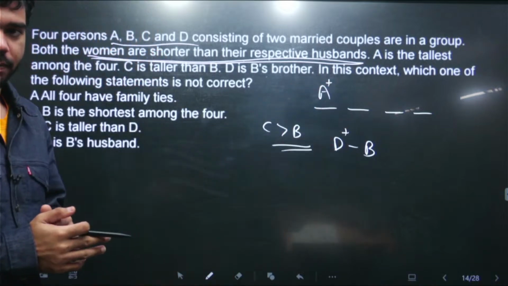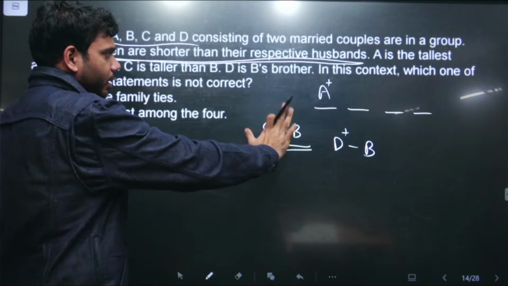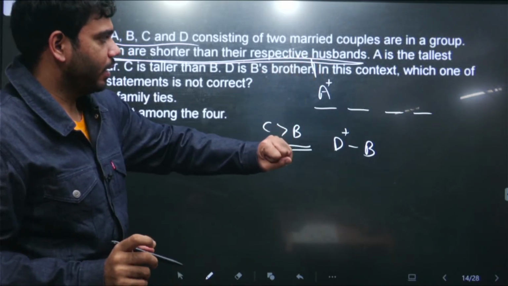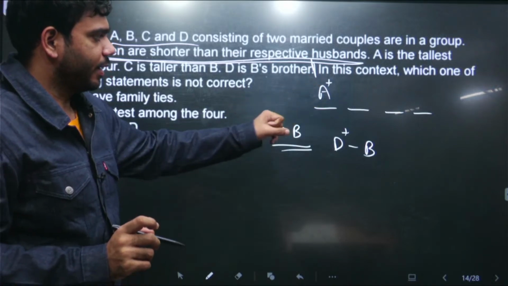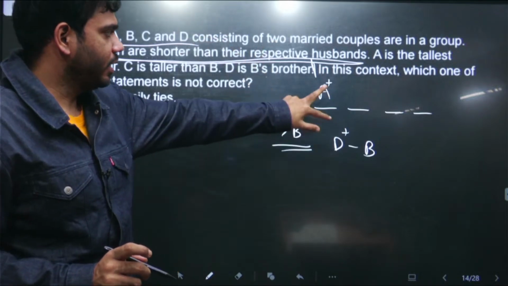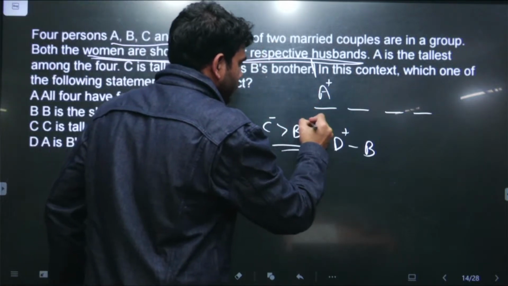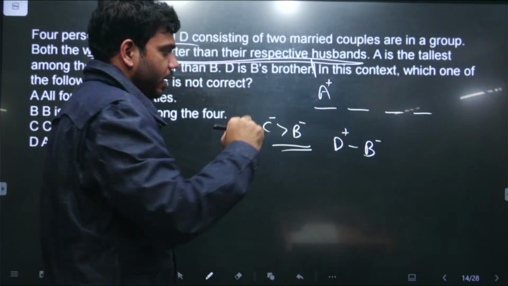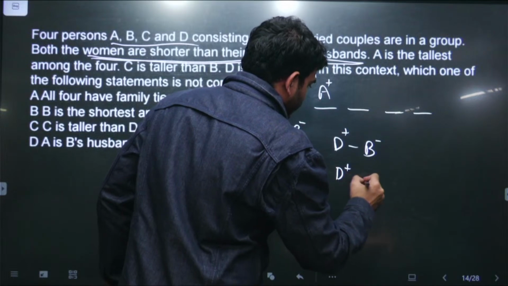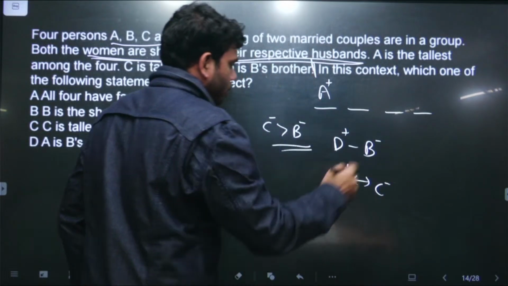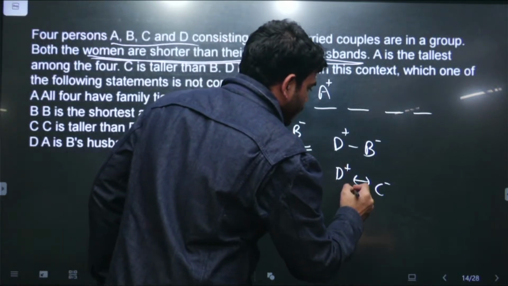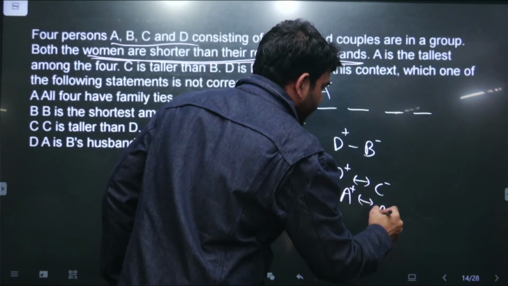So very obviously, from up to this statement हम क्या क्या conclude कर सकते हैं? A is a male, A is tallest, C is greater than B, and D is a male. And since there are 4 people and 2 are male, 2 are female, so definitely these 2 will be female. And since D and B are brother, D can be the husband of C, because ये तो भाई बहन हैं, so they cannot be husband and wife. So D and C are husband and wife and A and B are husband and wife.